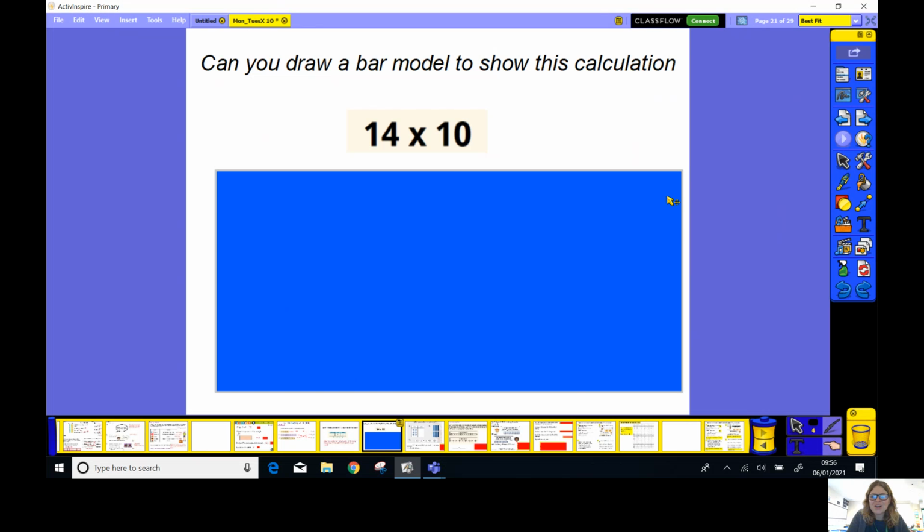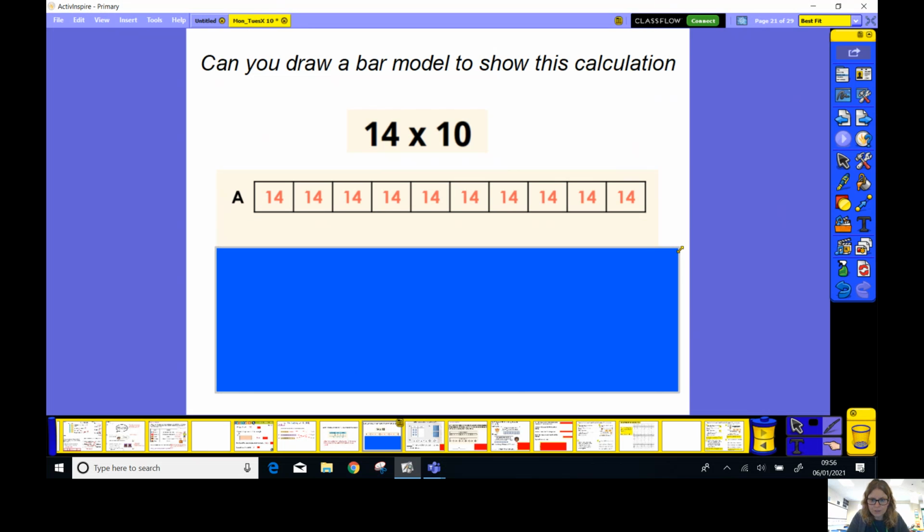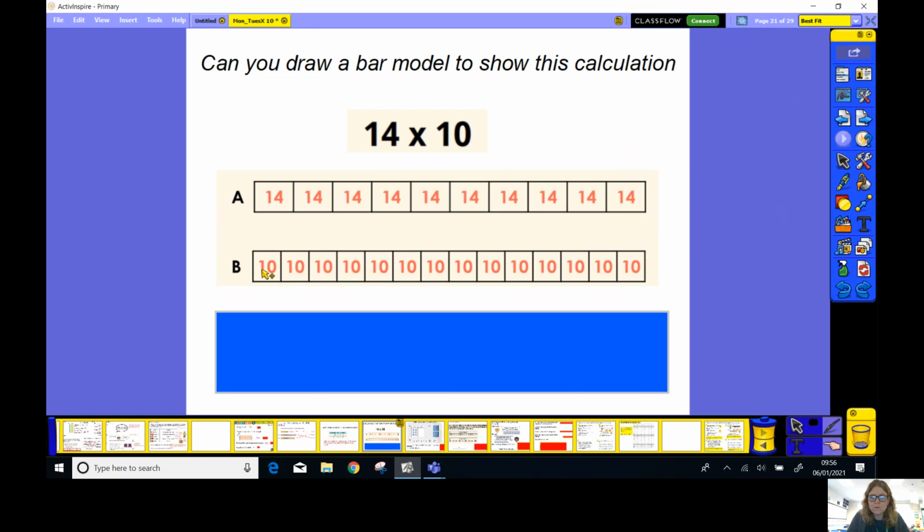Well done. So if you're doing your bar model, it should hopefully look a little bit like this. One of them could look like this. And here I've got 1, 2, 3, 4, 5, 6, 7, 8, 9, 10. I've got 10 lots of 14, or 10 groups of 14. The other way I could do it was the other way around. I could do 14 lots of 10, or 14 groups of 10. And that would make exactly the same answer. The values would be exactly the same.